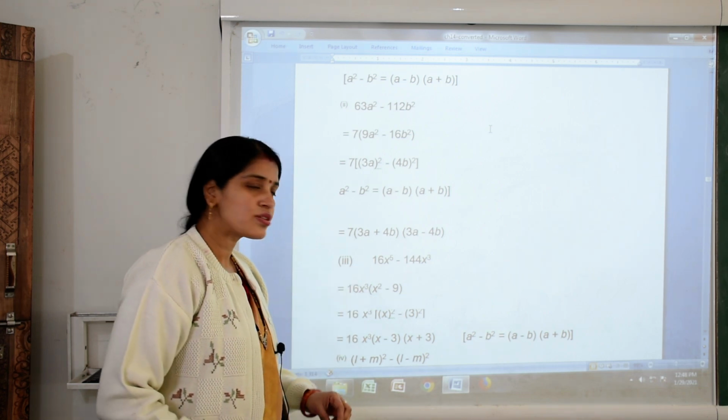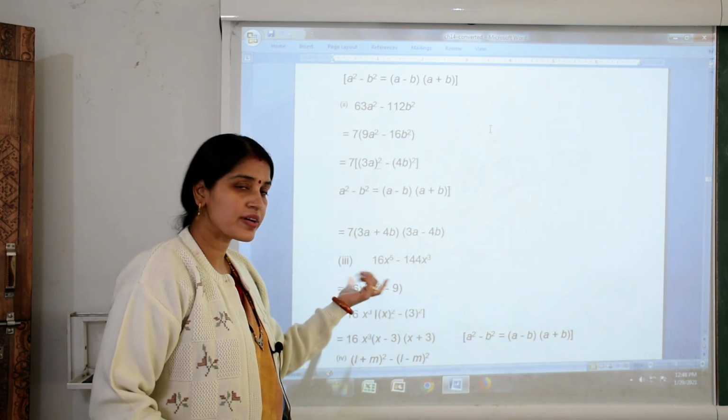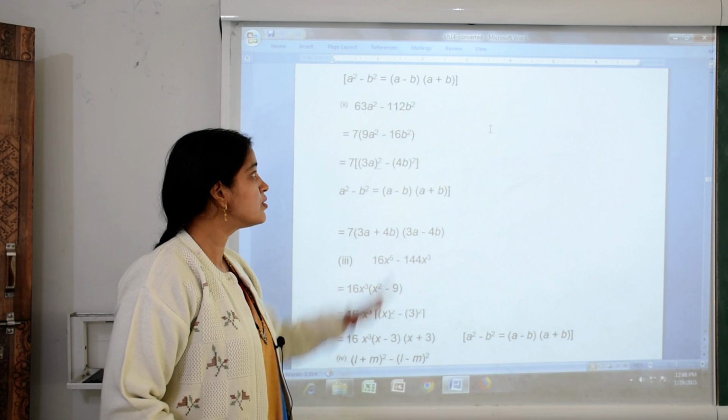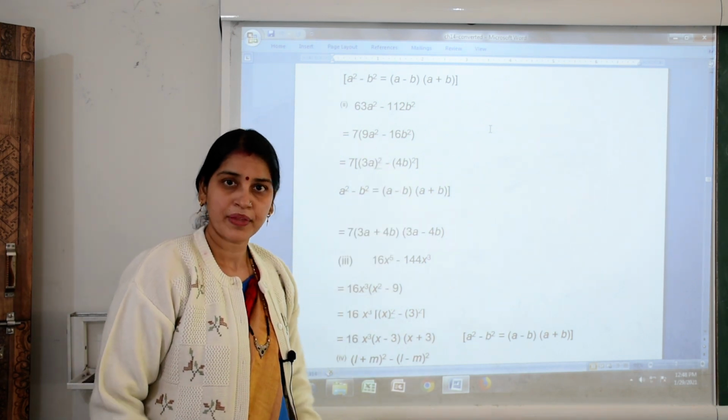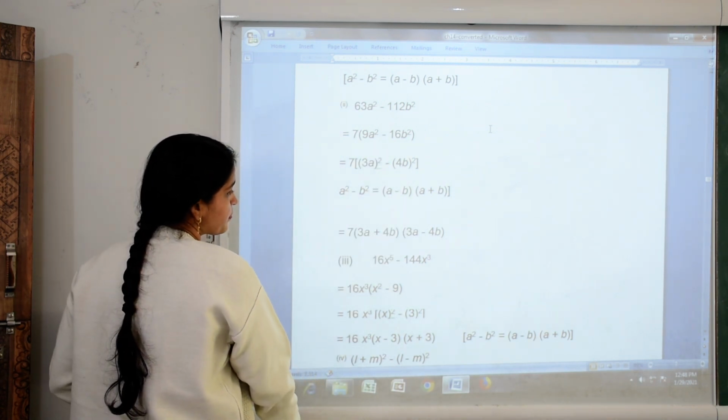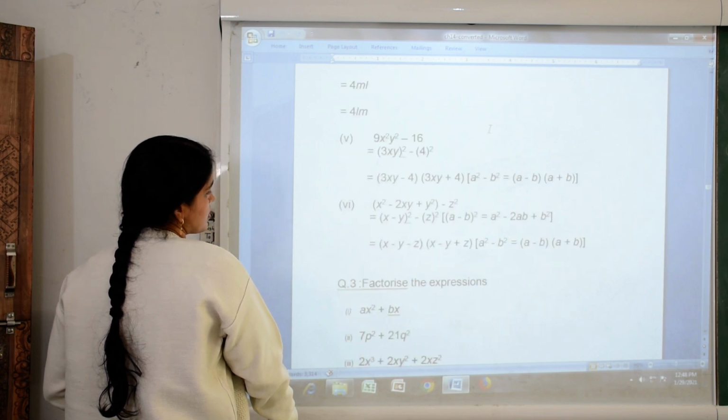So the next one is also the same. In this also you take the first common factor and then use this identity. Okay, now let's see the next question.